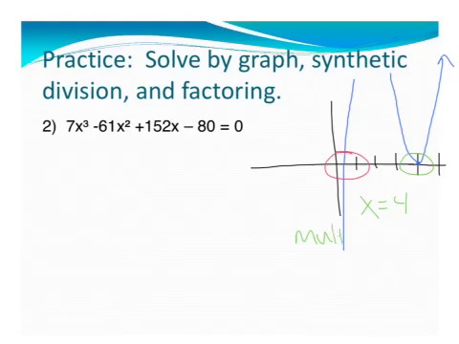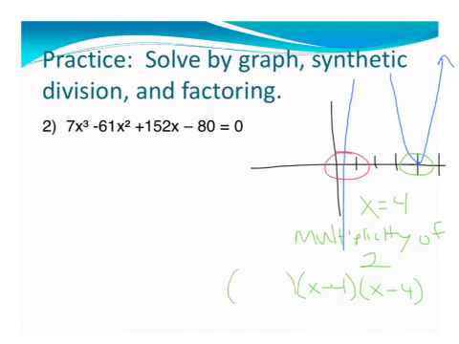Multiplicity of 2. Now this means that it occurs twice in our function. So if we were writing it out with factors, we would see x minus 4 and x minus 4. And we'd have one other factor along with it, but we don't know what that one is. So once again, we're going to use synthetic division twice to figure out that other factor.